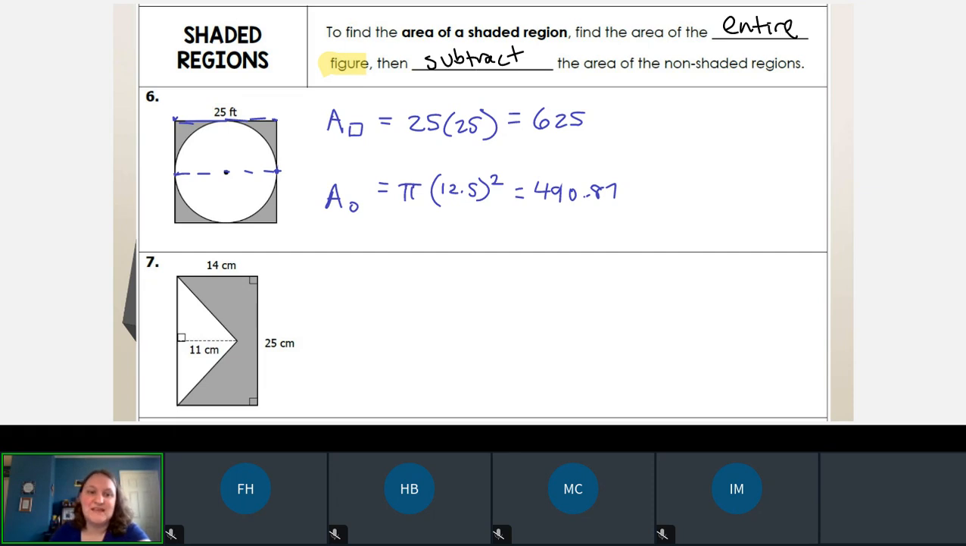Okay, so we're taking the circle away from the square. So we're going to say that the shaded region is the area of the square minus the area of the circle. 625 minus 490.87. So our shaded region area is 134.13. And if you happen to think of that mixed up, hopefully if you were ever to get a negative area, that would throw off some red flags for you. Yep. So we're subtracting the circle from the square.